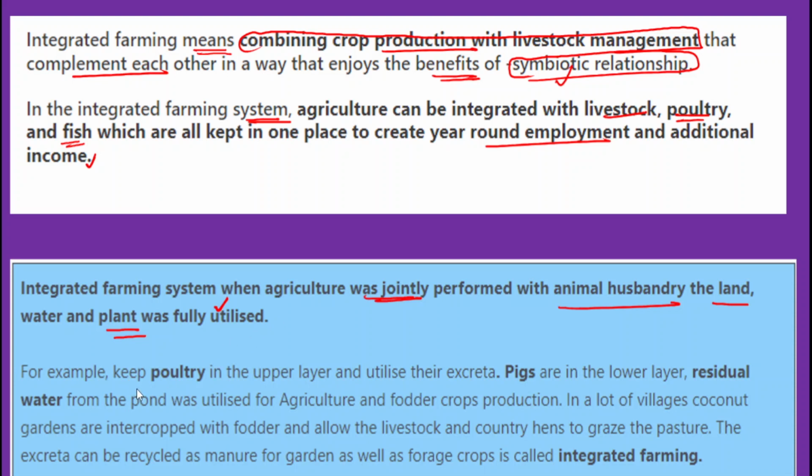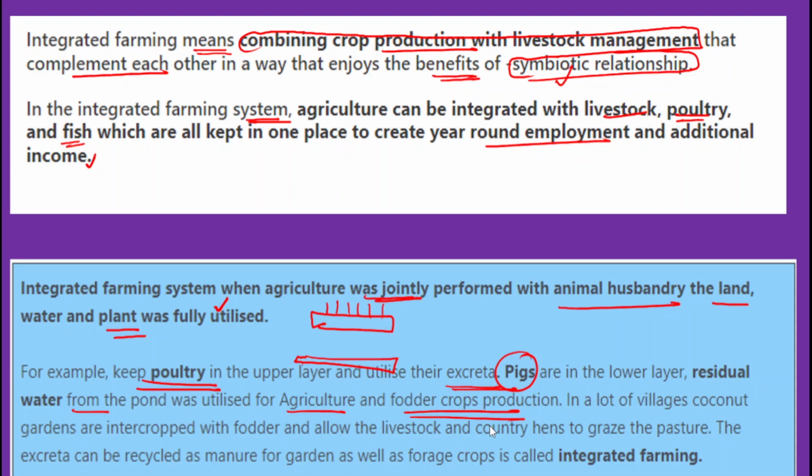So for example, keep poultry in the upper layer and utilize their excreta, and keep pigs in the lower layer, and residual water from the pond was utilized for agriculture and fodder crops production. So this is what I have already told you.